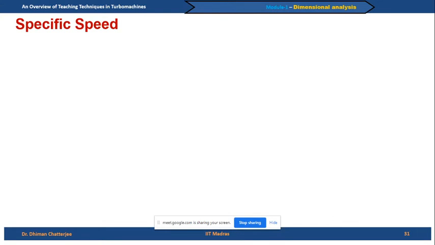So specific speed, there is a specific speed of pump and specific speed of turbine.